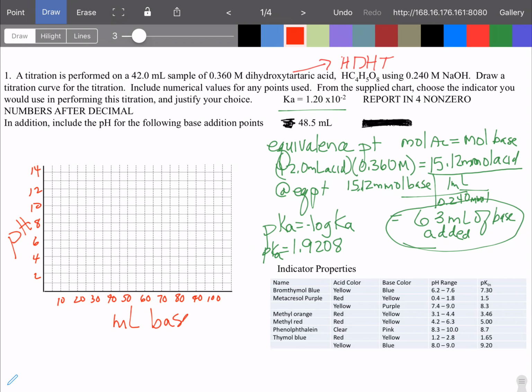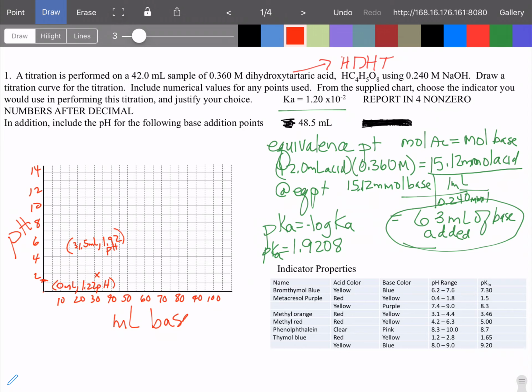So our first point, remember, is going to be 0 milliliters, and it's going to be 1.2. So this is very hard to do on this side. So I ask that you put the points in: 0 milliliters, 1.22 pH. My second point is 31.5 and a pH of 1.92, so that's 31 and 1.92, so that's approximately here. Again, 31.5 milliliters with a pH of 1.92.